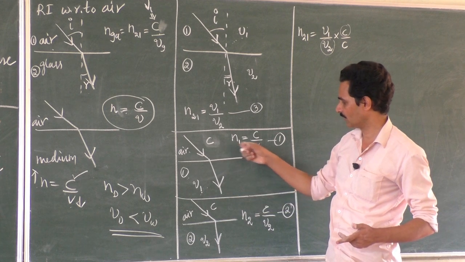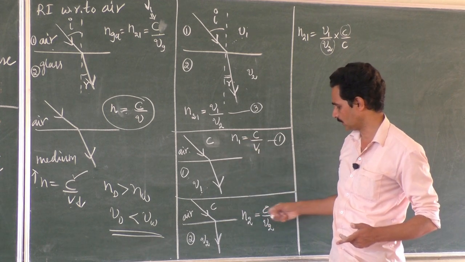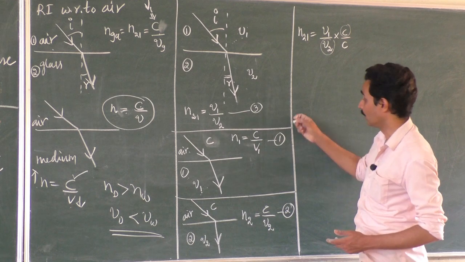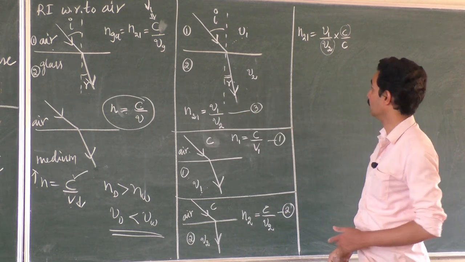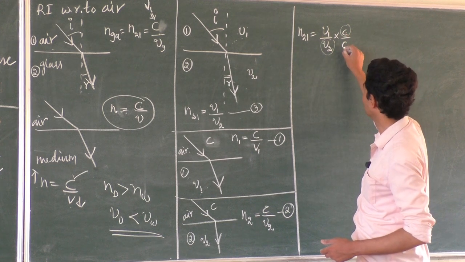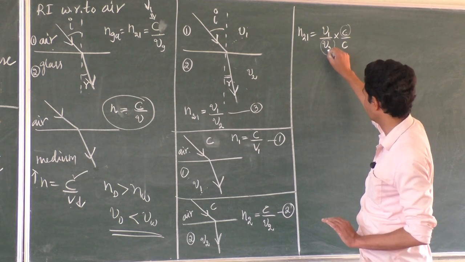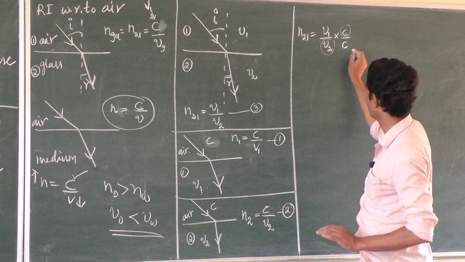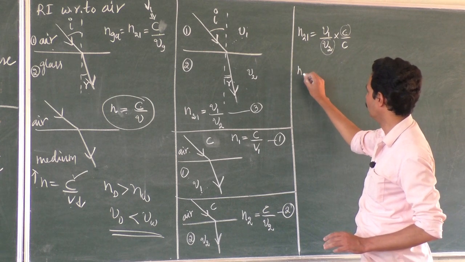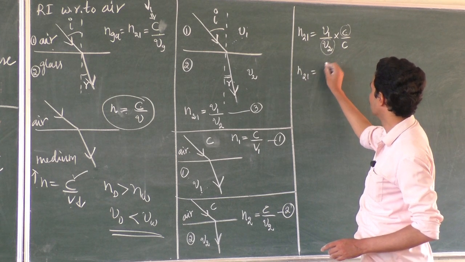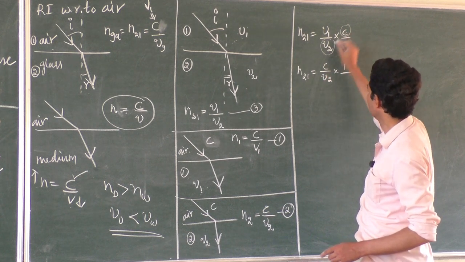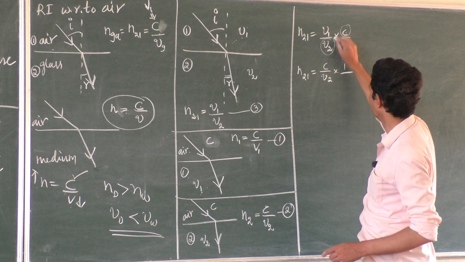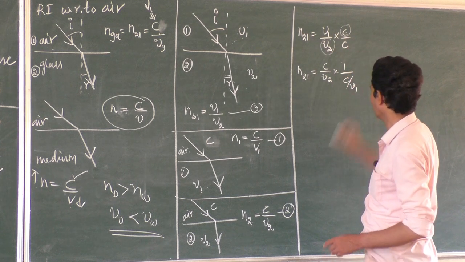So this is the refractive index of 1 with respect to air, and of 2 with respect to air. You all know this. Now let us try to put these two things here. How, sir? Very easy. Multiply and divide by C. C by V2 you keep as it is. V1 you bring to the denominator, C by V1. So N21 is equal to C by V2 into 1 by C by V1. Am I right?